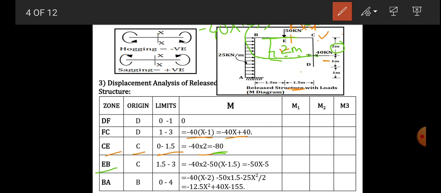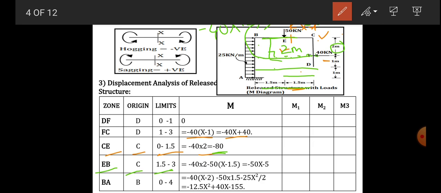In the same fashion, let's first consider the origin. The origin is C for the EB zone. How far is E from C? It is 1.5 meter away from C, so the lower limit is 1.5. How far is B from C? It is 1.5 plus 1.5, that means 3 meter away from the origin C. So the upper limit is 3.